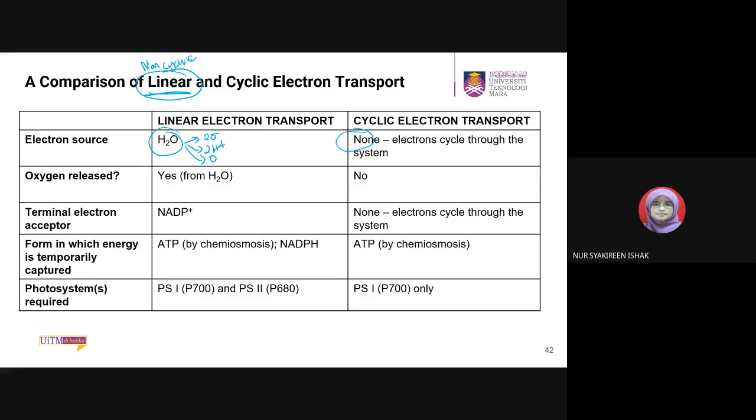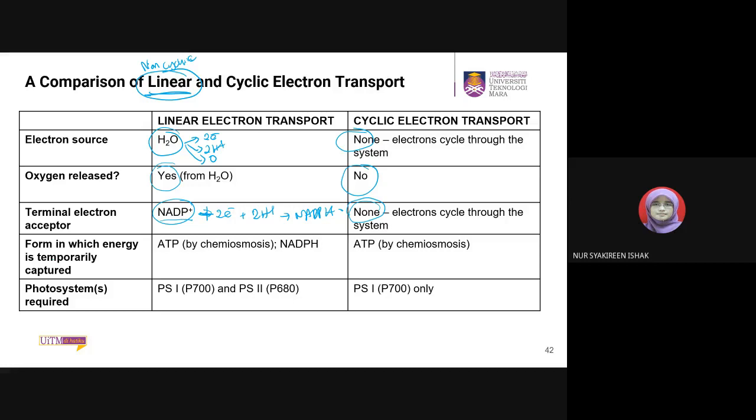Okay, for linear electron transport, oxygen is released, yes lah, from photolysis of water. Cyclic, no. Okay, for linear, terminal electron receptor is NADP plus. Okay, so dia akan accept apa? 2 electron, 2 hydrogen ion to become NADPH. Okay, so terminal electron receptor will be NADP plus. For cyclic tak ada. Okay, tak ada terminal. Maksudnya memang tak ada lah, tak ada awal, tak ada akhir. Dia memang a circle. Okay, a cyclic process.